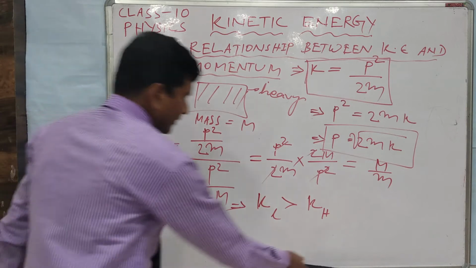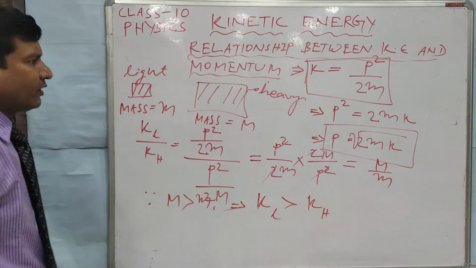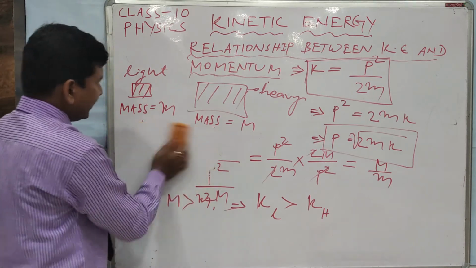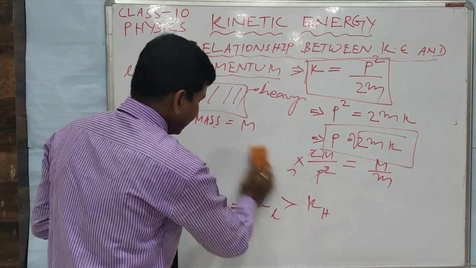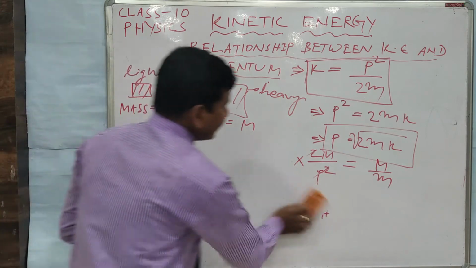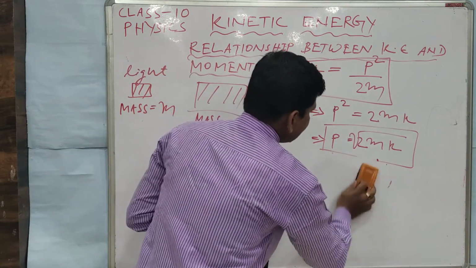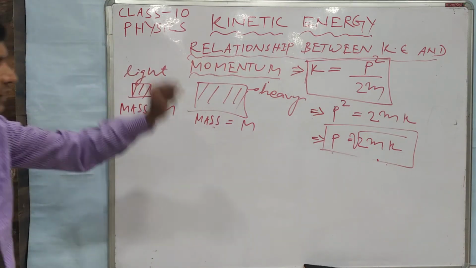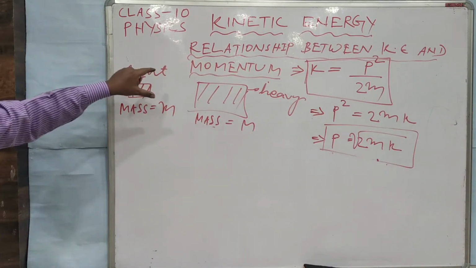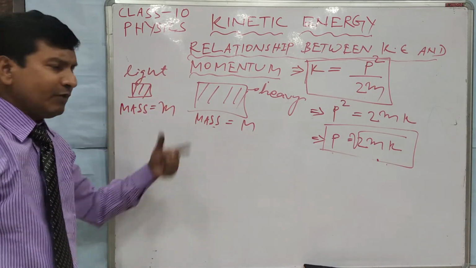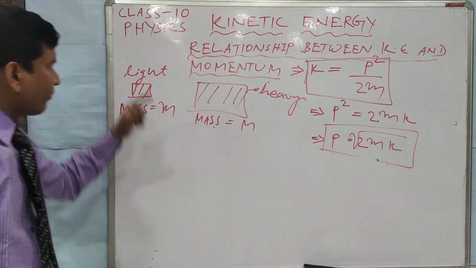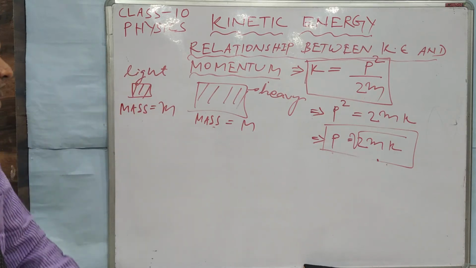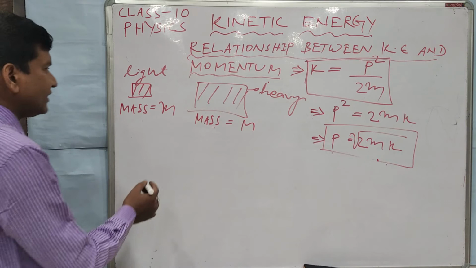Now, another question I will discuss. Same setup: one is a heavy body, another is a light body. If both have the same kinetic energy, how is the momentum related? In the previous case we took both bodies with the same momentum. Now I am taking both bodies with the same kinetic energy. How is their momentum related to each other? Let's see. We will find it in the same way.